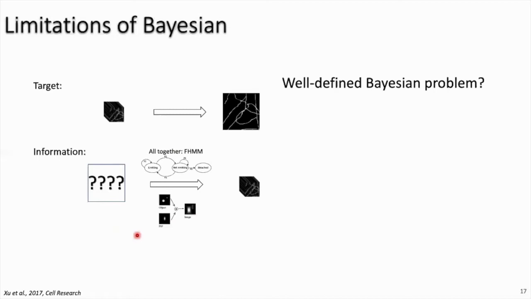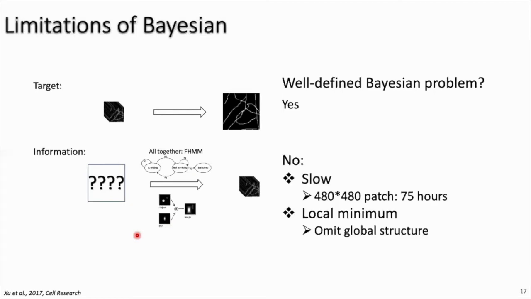In fact, the answer is yes. All the previous computational methods are based on Bayesian inference. However, the Bayesian methods may have the following limitations. The biggest problem is the speed. With the previous state-of-the-art method, the 3B method, to reconstruct this middle-sized patch, it will take us around 75 hours, which means this method is not practical in real life. And secondly, the Bayesian method can get stuck in local minima easily.